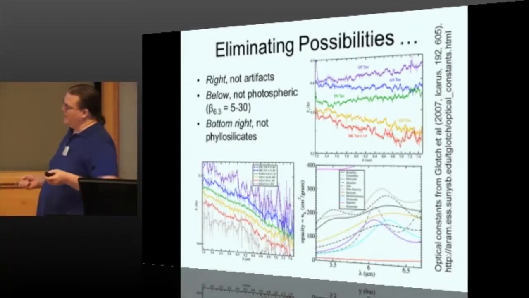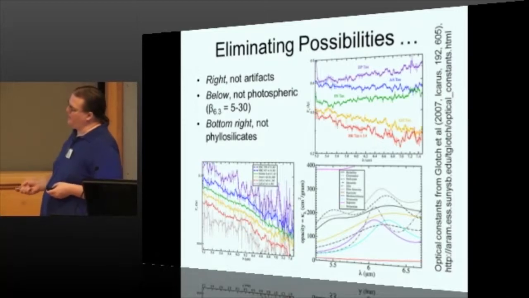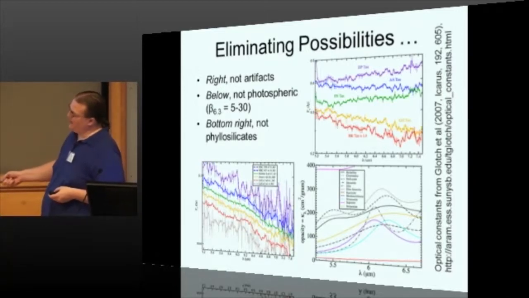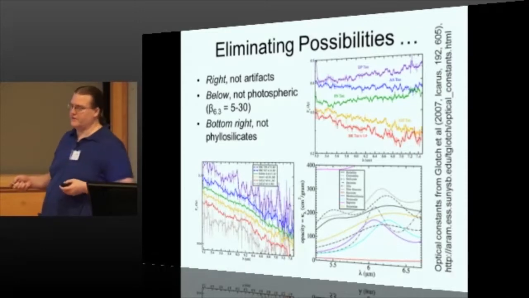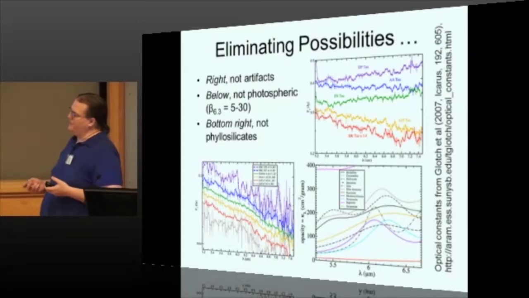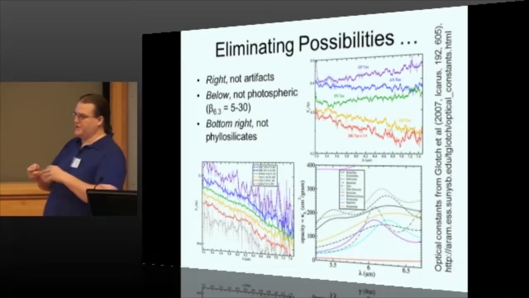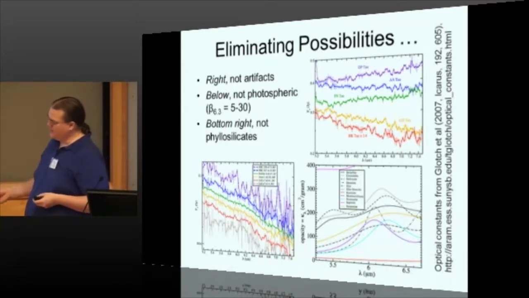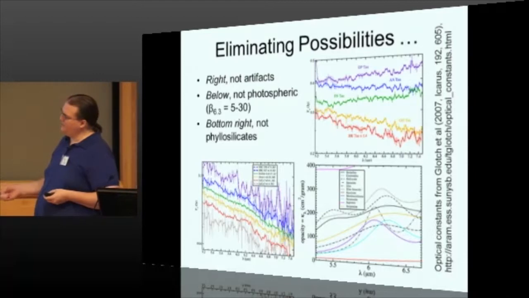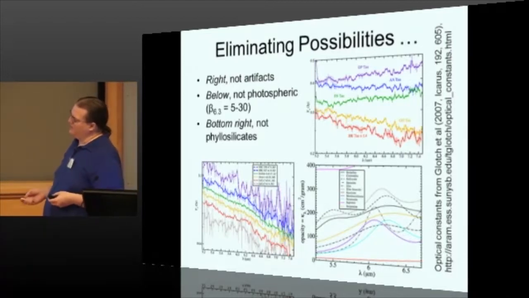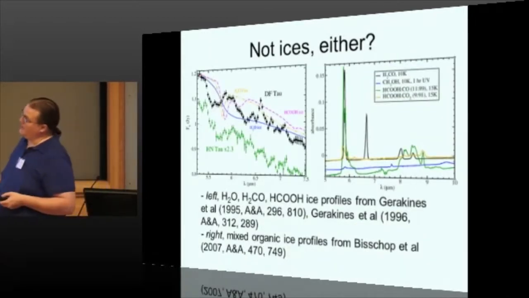Perhaps some solid materials have features over these wavelengths. These are opacity curves of phyllosilicates. Those are silicate dust grains where the crystalline structure is that you get the silicon SiO4 tetrahedra that arrange themselves in sheets, and in between the sheets you have various molecules. So you can get some spectral structure over these wavelengths, but it doesn't seem to match up to the stuff we see in our spectra. So probably not phyllosilicates.